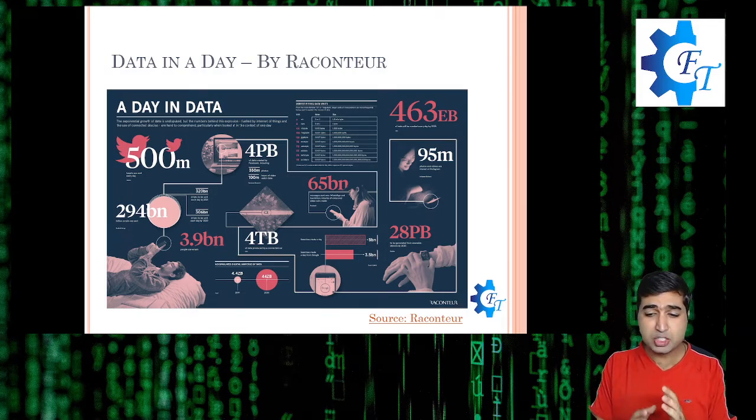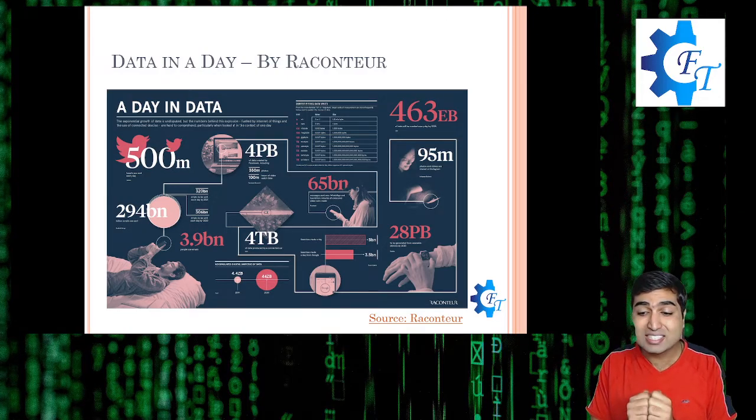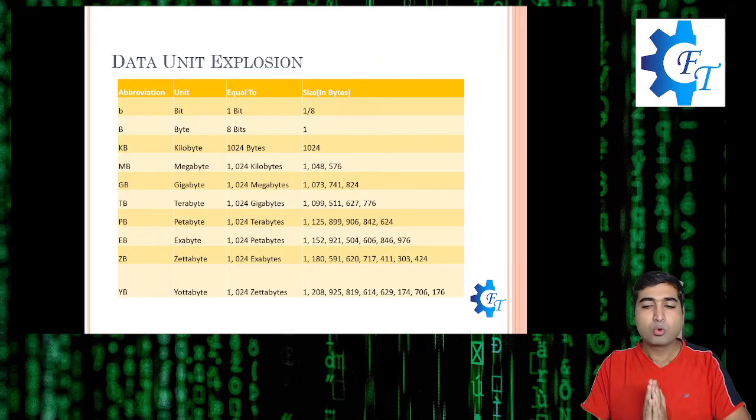There's also an expectation that by the end of 2025, there'll be around 463 exabytes of data generated, which is equal to around 212 million DVDs, if you're from that zone. Now one would ask, what is the limit of data, and what are you talking about, zettabytes, yottabytes? So let's understand what these units really are.